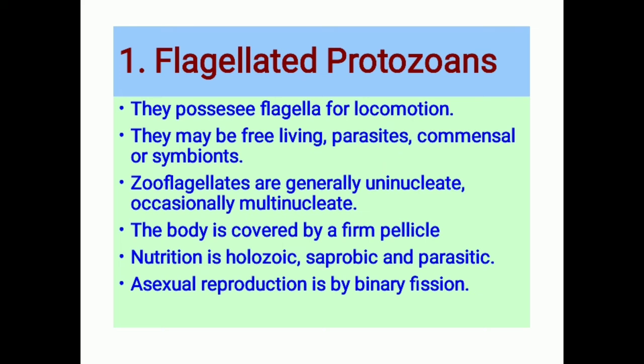Generally these are also called zooflagellates, and these zooflagellates bear only one nucleus, that is uninucleate, and occasionally they can be multinucleate. The body is covered by a firm pellicle, so that is the same characteristic. The nutrition is holozoic, saprobic and parasitic, and asexual reproduction is by binary fission. So here are some examples of flagellated protozoans.